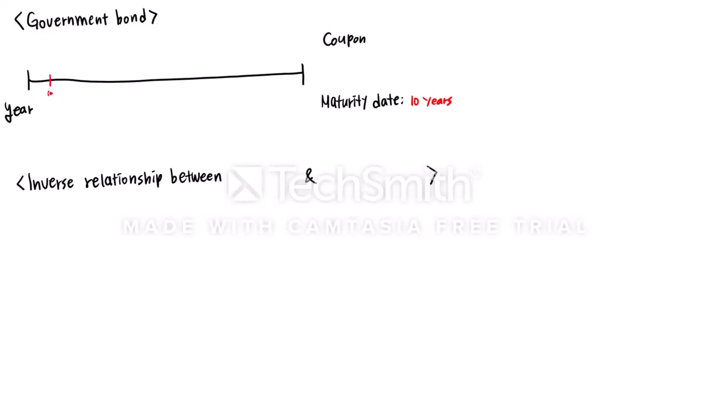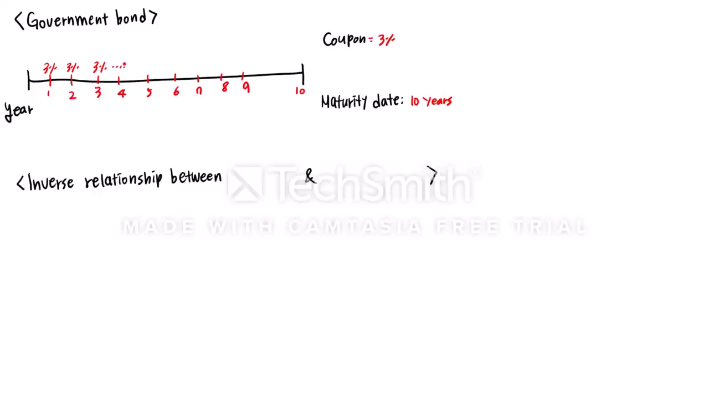Then year 1, 2, 3, 4, 5, 6, 7, 8, 9, sorry, it's still large. 10 years, and the coupon rate is the interest rates annually. So let's imagine the coupon rate of 3%, then you will receive the interest rates of 3% every year, like this.